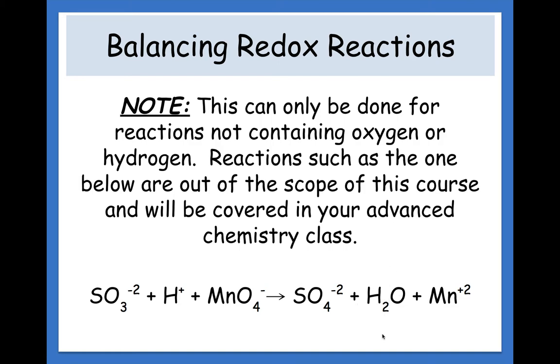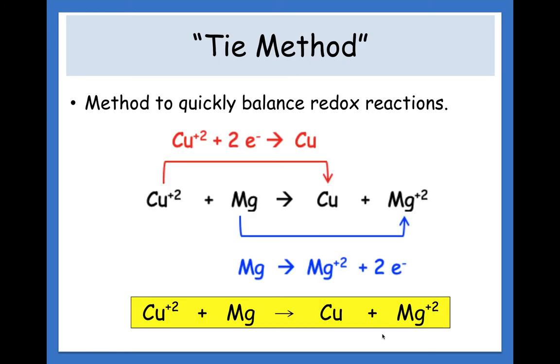That's what's making it balanced, and there's a little trick to it. But you'll worry about that in your next chemistry class. So this method is called the tie method. I like to call it the tie method, where you will just quickly balance them. And this is what it will look like. You just draw in ties, and you'll show your different half reactions, and it makes it quite easy to see.